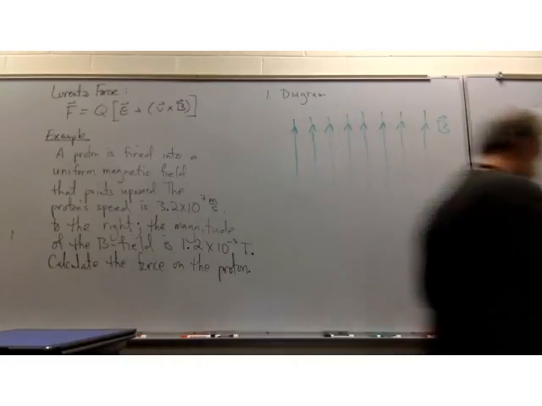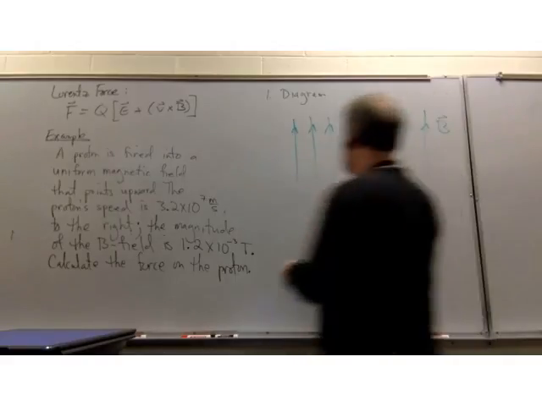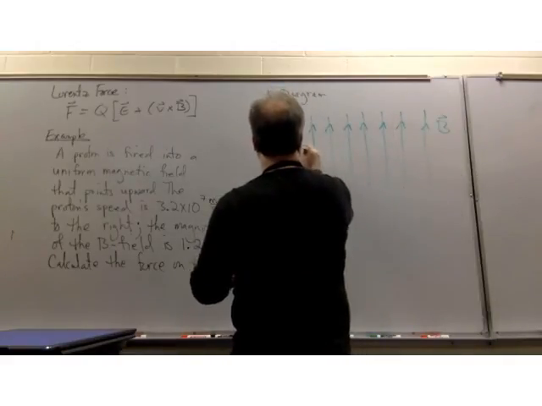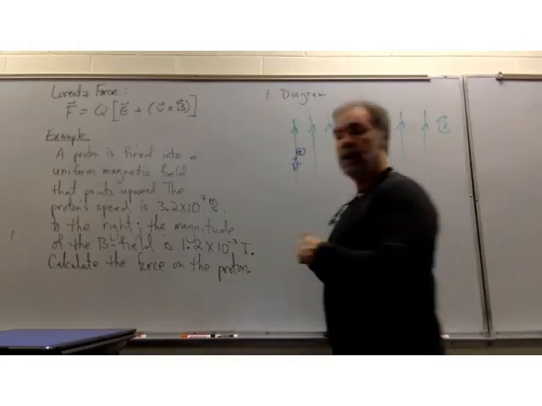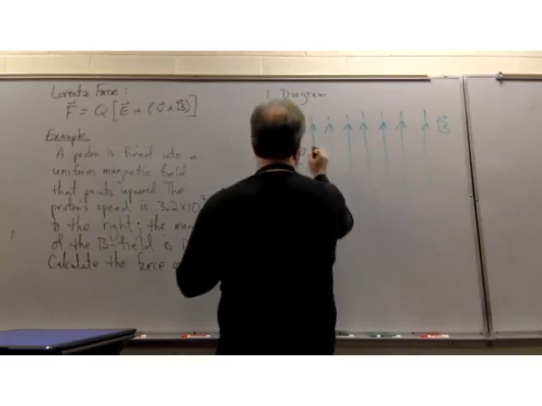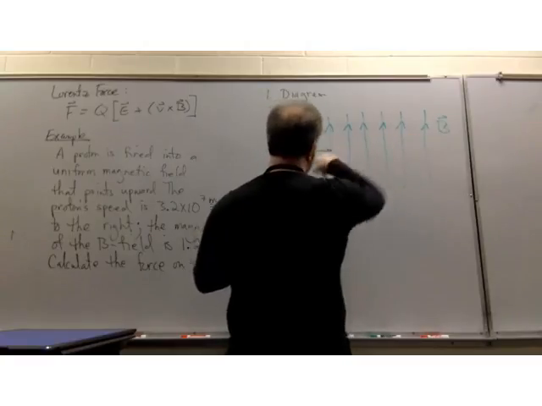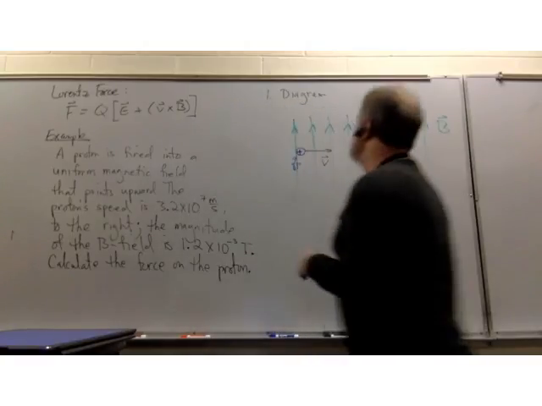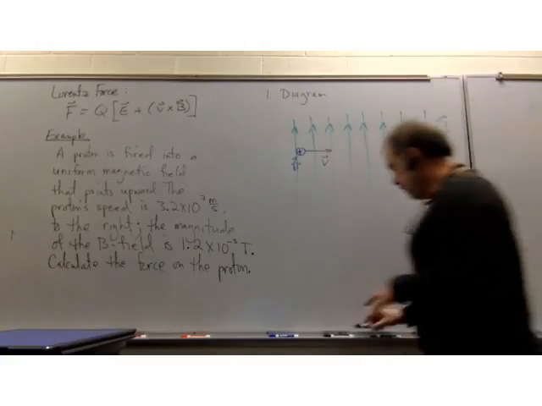Then we have our charge. Call it Q sub P, I guess. I could just call it E positive or something, but whatever. And we'll fire it into the field. Its initial velocity, anyway, is that. Okay, so B is this way, V is that way. Right. And the numbers are given. Q, V, B, that's all we need.